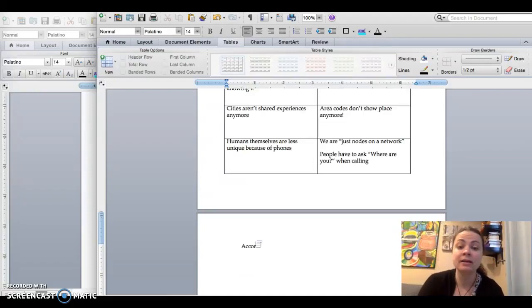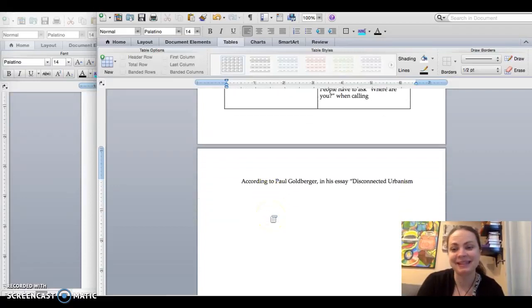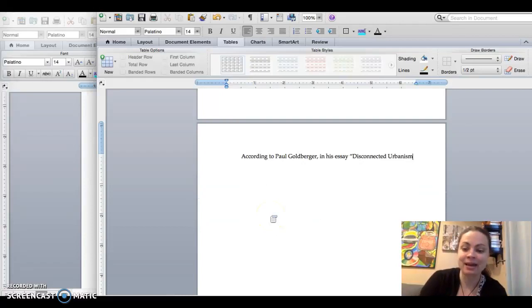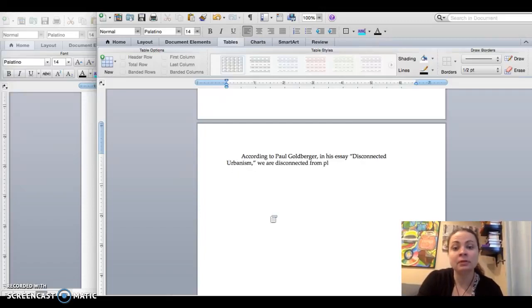So, according to Paul Goldberger, in his essay, "Disconnected Urbanism," let me make that go up so you can see it. Okay. And then the overall main idea is that we are disconnected from place because of our cell phones.